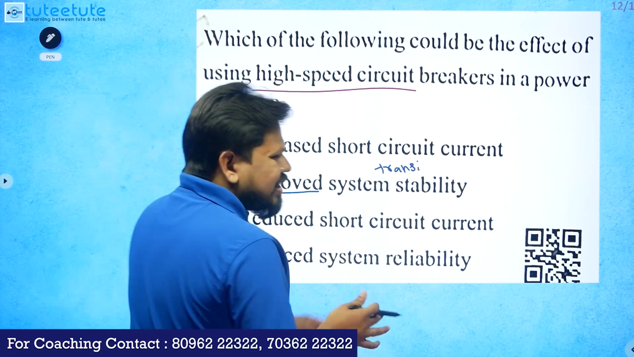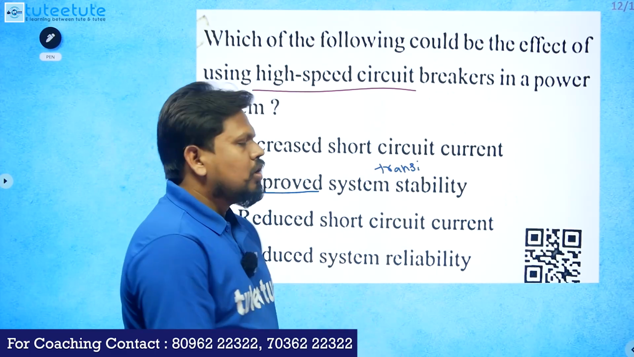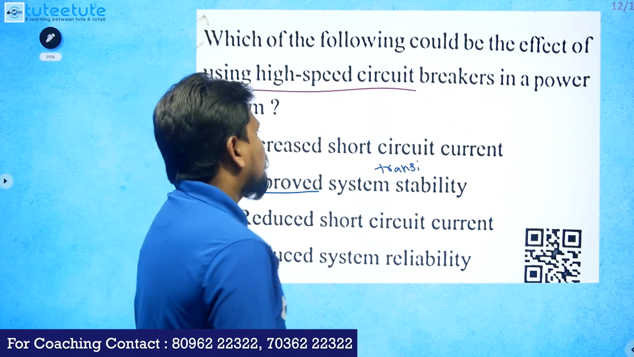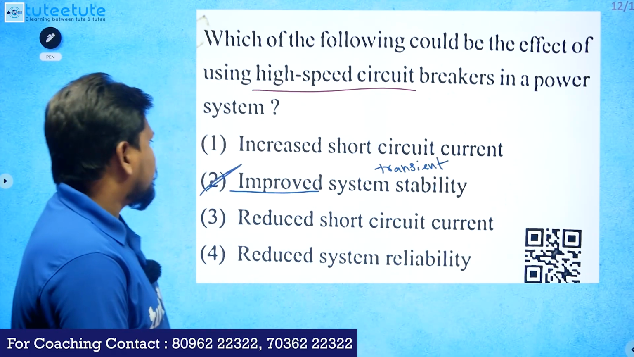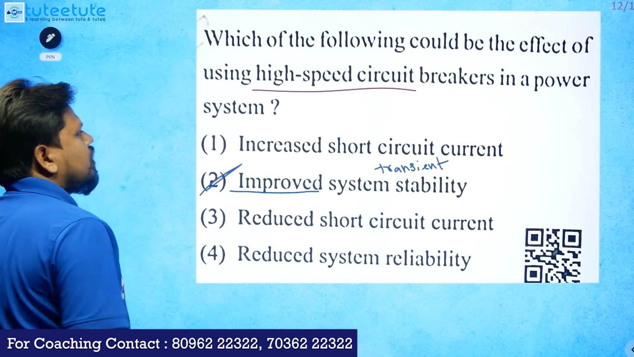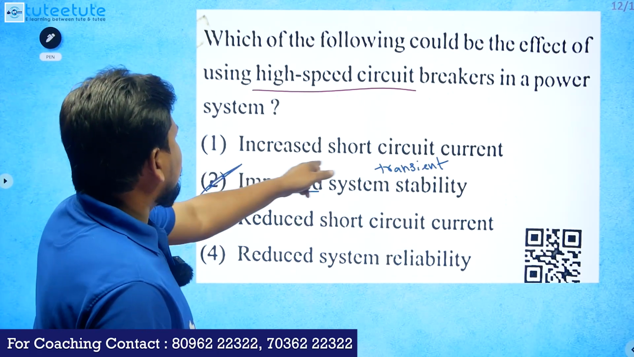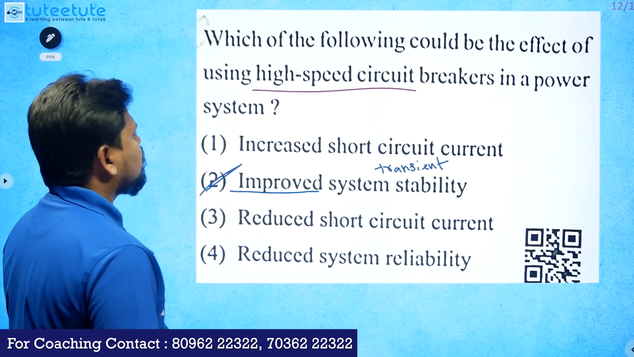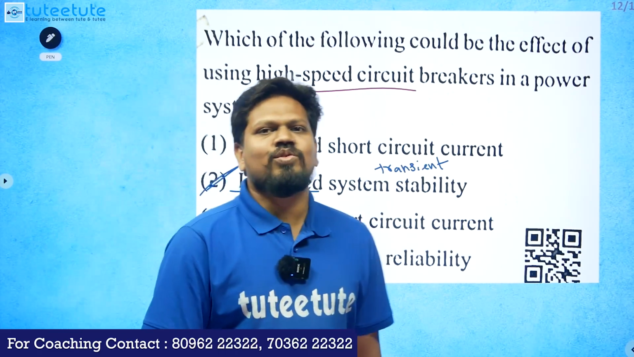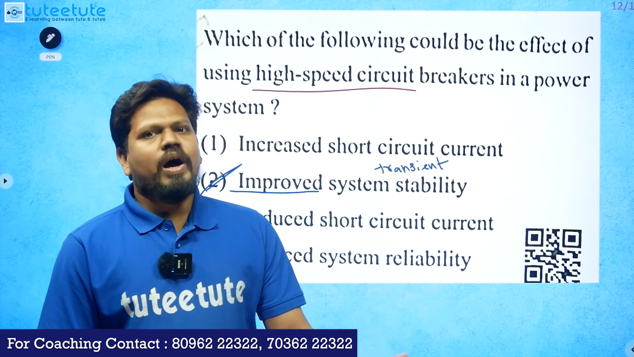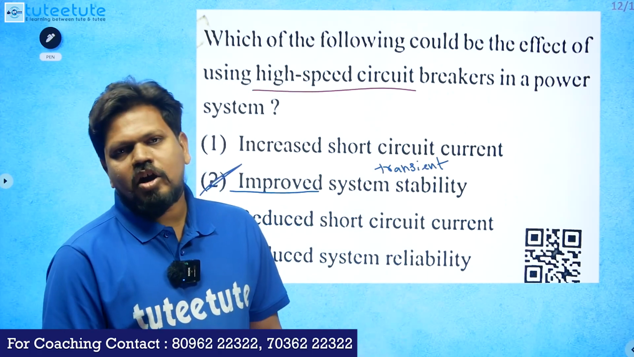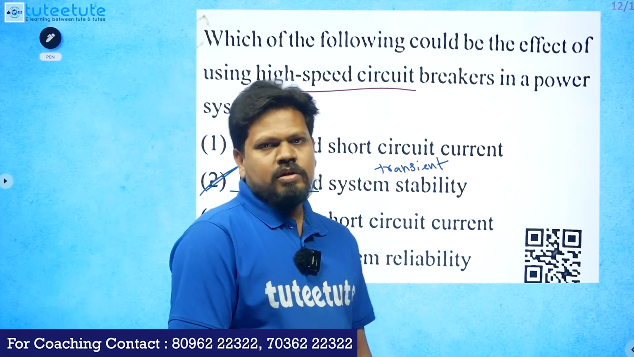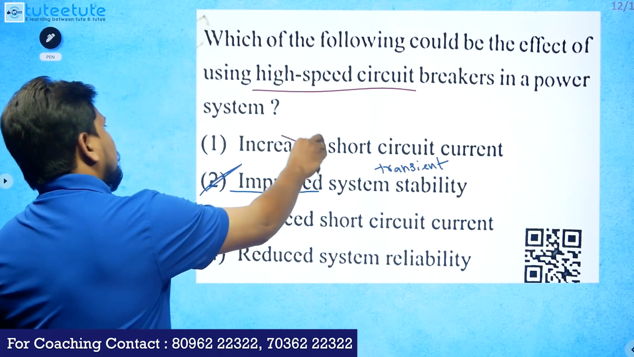To improve that transient period stability, we need to have high speed circuit breakers. So the answer for this is the second one. The first option: increase short circuit current. Why do you need to increase the short circuit current? Whenever a higher short circuit current is there, automatically the windings will burn. So that is a wrong answer.